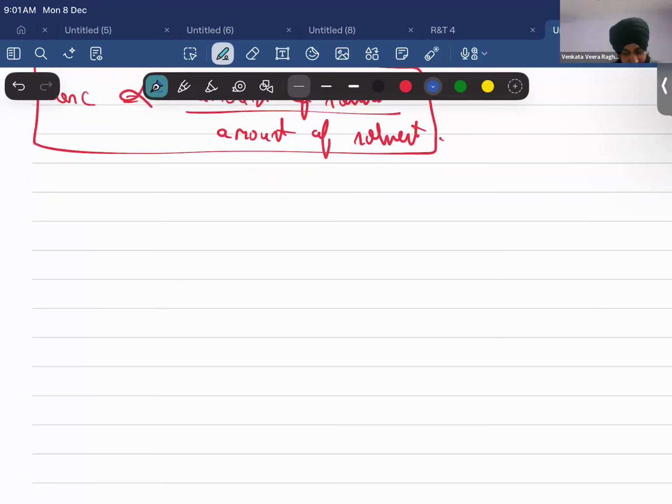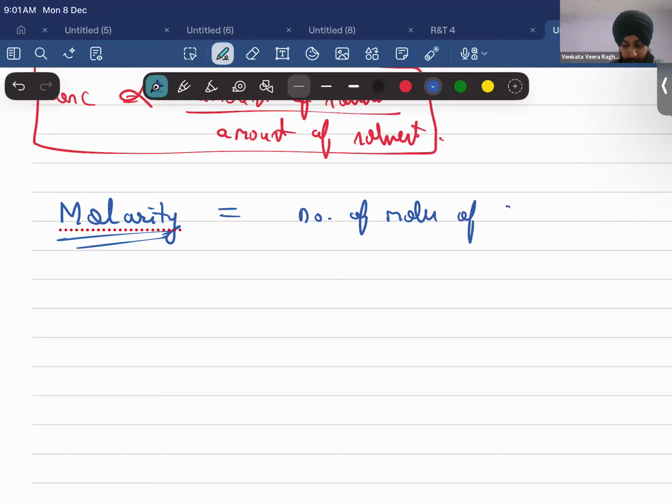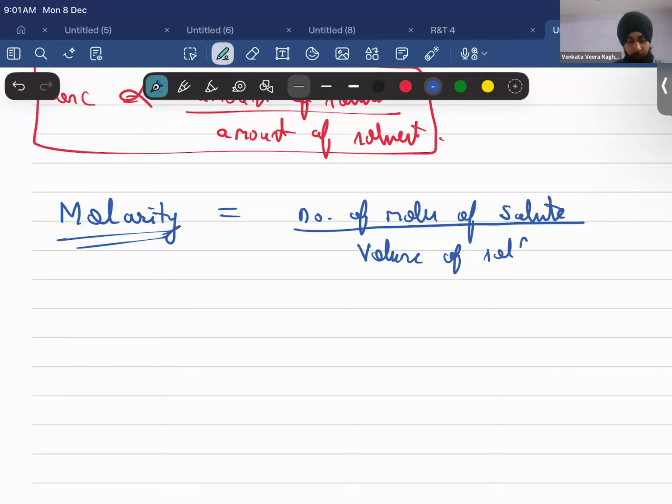So the first thing, and the last thing, which you have to learn in concentration is molarity. This is the first concentration term. How is molarity defined? Molarity is defined as the number of moles of solute, which is telling you the amount of solute itself, divided by the volume of solution. Volume of solution is due to what?